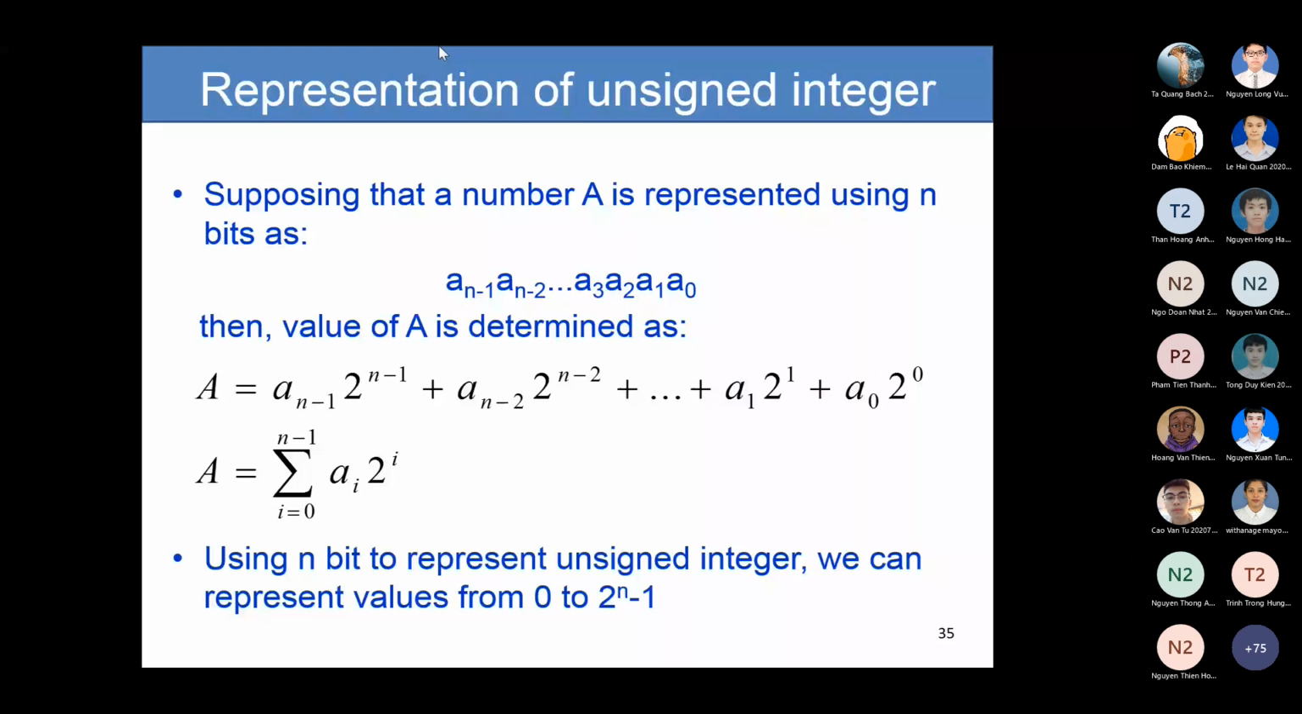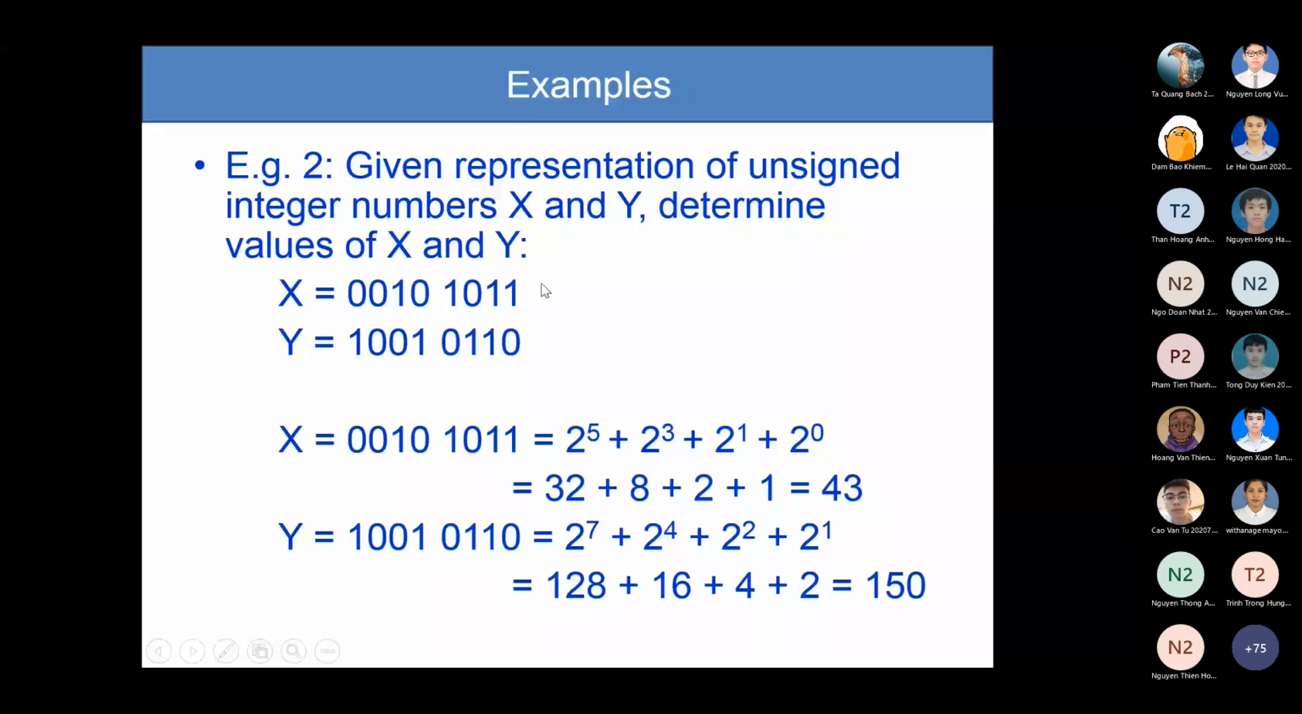Okay, so for the unsigned integer, it's very simple. Given a number in the decimal system, we can find the representation by converting it into the binary system. The other way, given the representation of a number, you can find its value by converting from binary into the decimal system. We studied how to convert both ways already, right? So we know this already.